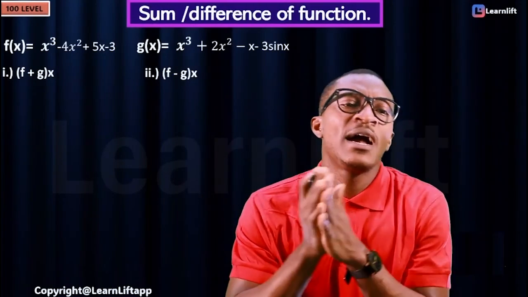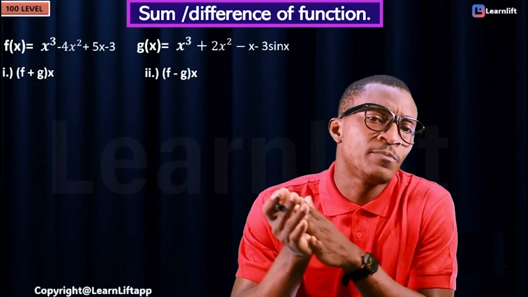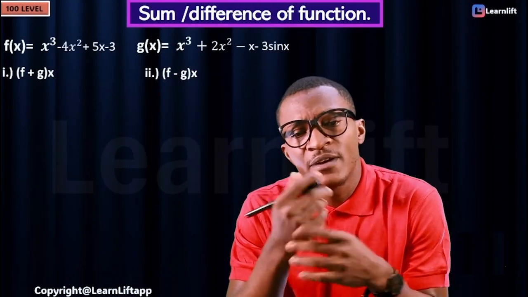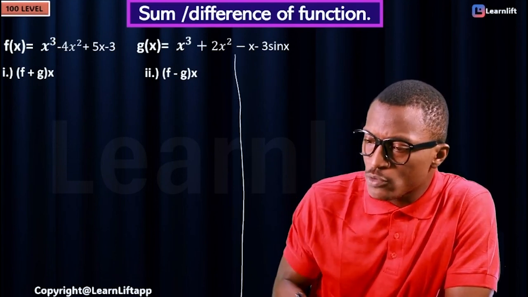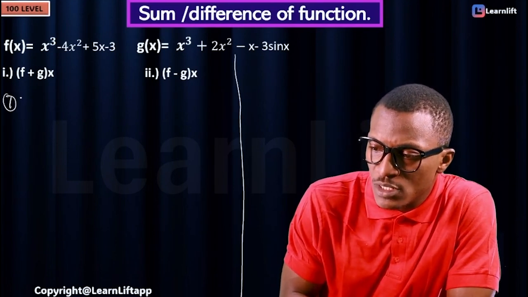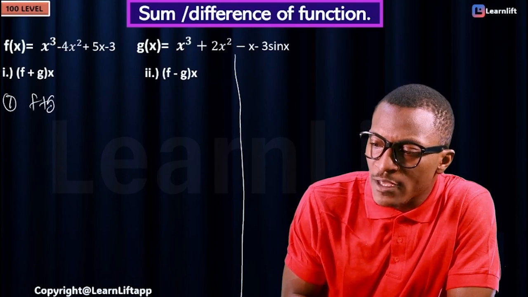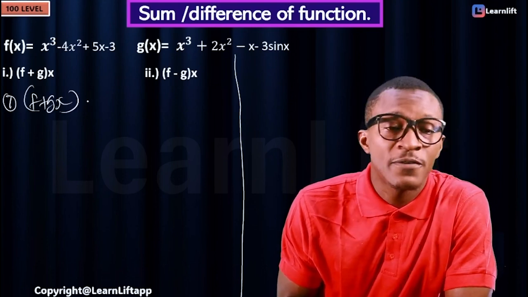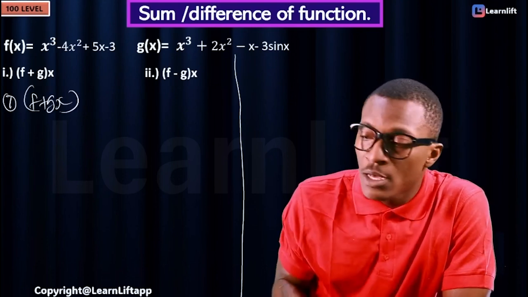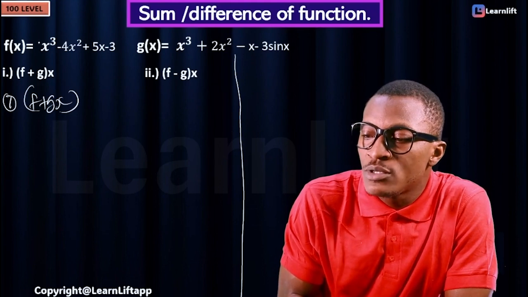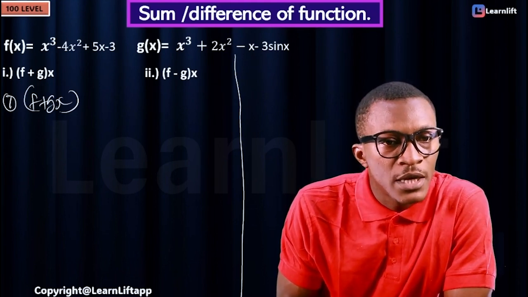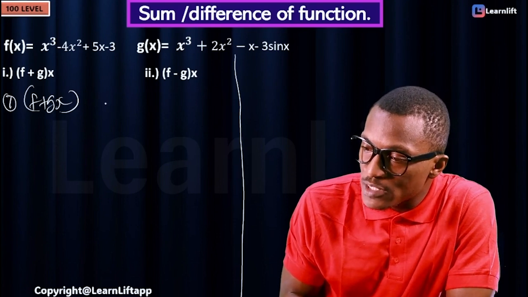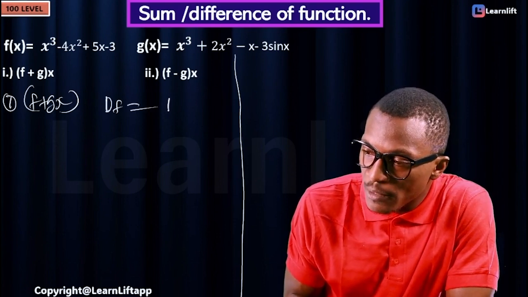We're given f(x) plus g(x). Find it. How do we solve that? First, permit me to rule this part of the board so that we solve one here. Now, to find (f + g)(x), the first thing is to find their domain. What's the domain here? Is there a square root here? No. Is there a denominator here? No. So the domain of f is real numbers.